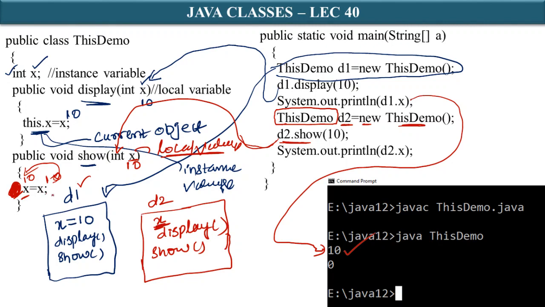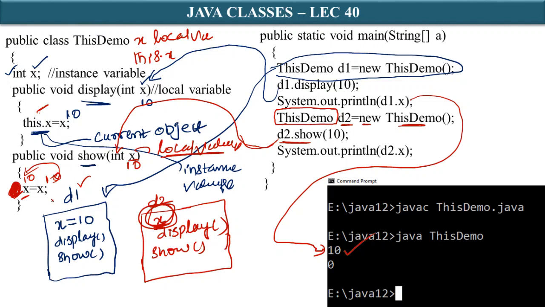If I say this dot X equal to X, this 10 will get stored here. But here I am just saying X equal to X. Here X means the local variable. Always understand X means local variable. This dot X means it is the X which is available in the current object. Here the current object is D2. As I am not saying this dot X, this 10 will not get stored here. This 10 will not be copied here.